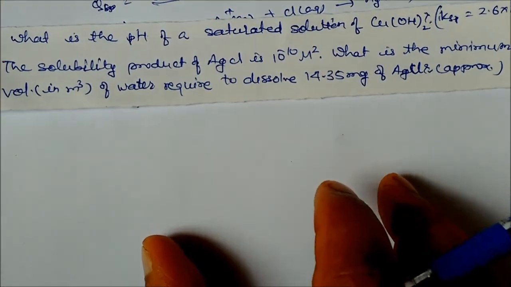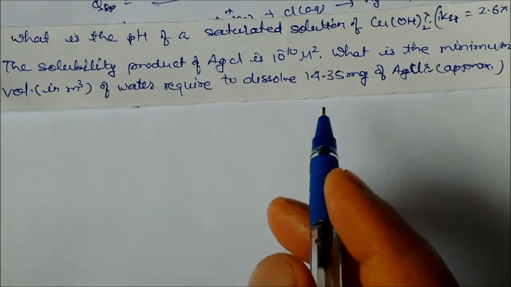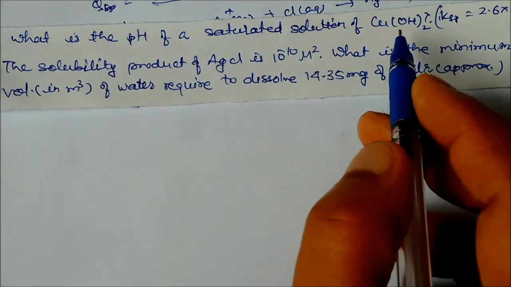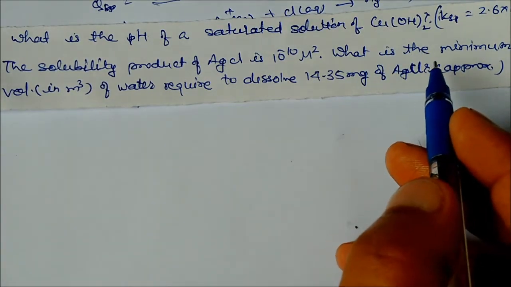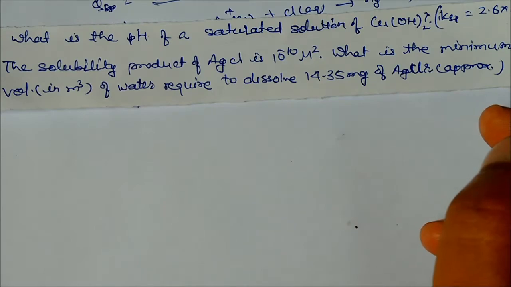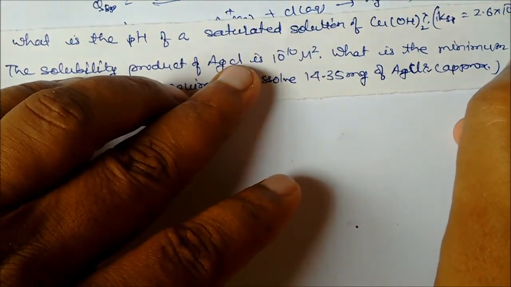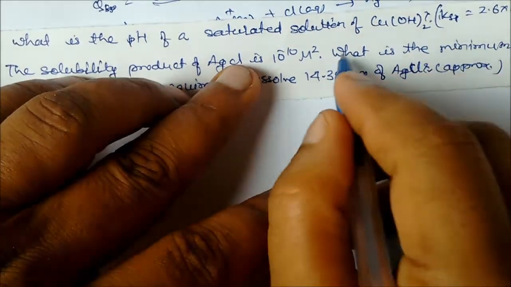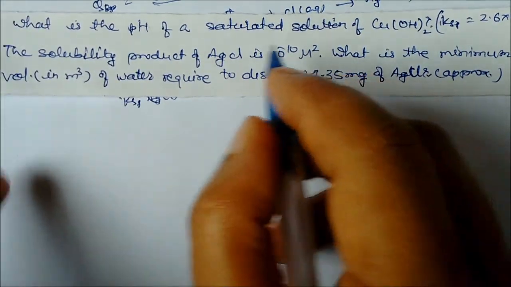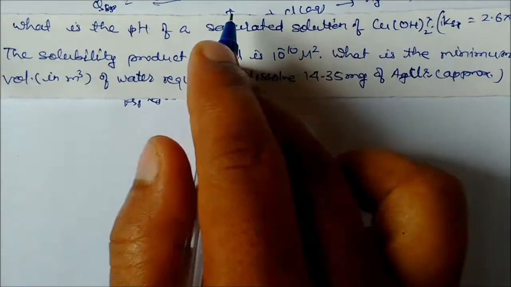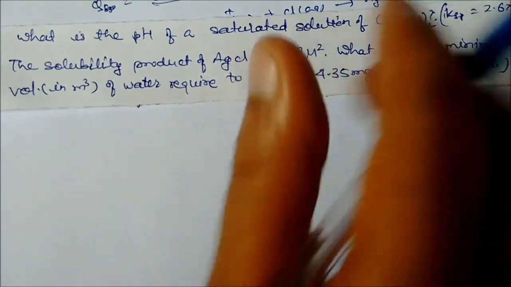So our next question is: what is the pH of a saturated solution of cupric hydroxide, whose KSP is given as 2.6 into 10 to the power minus 19? This is 10 to the power minus 19, right here. So what is the pH of the saturated solution? The solution is saturated, so we can easily get it here.